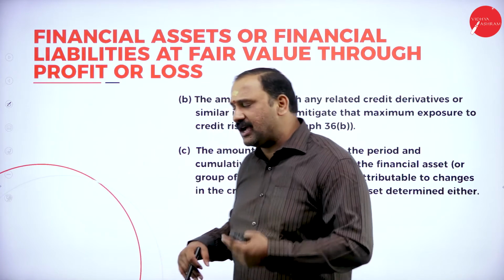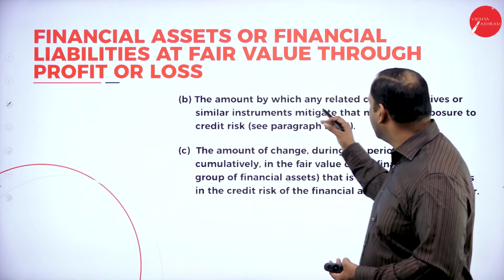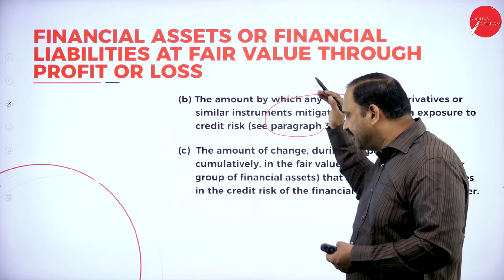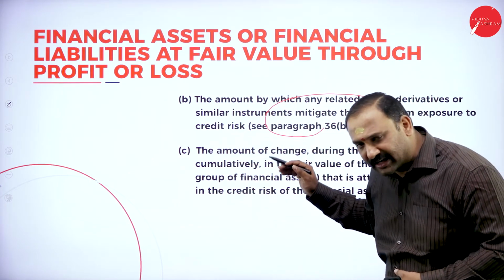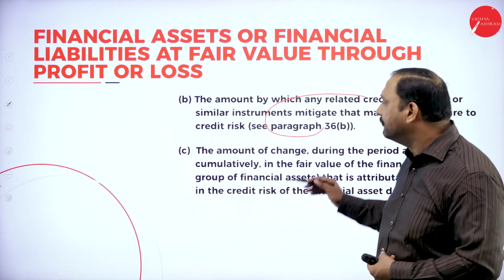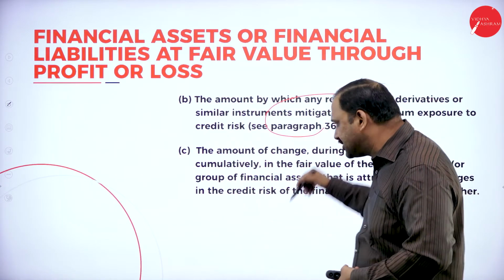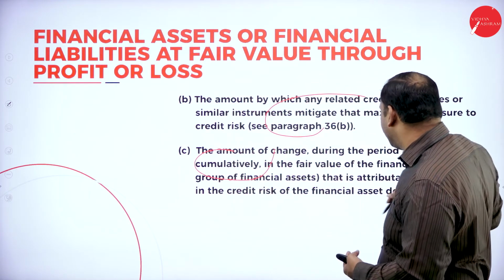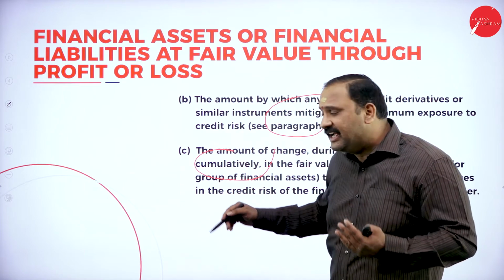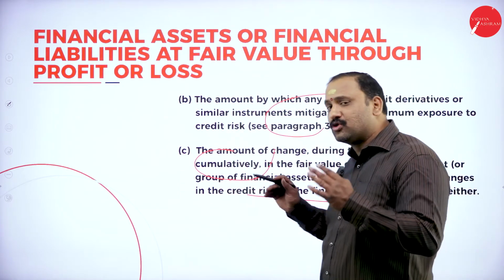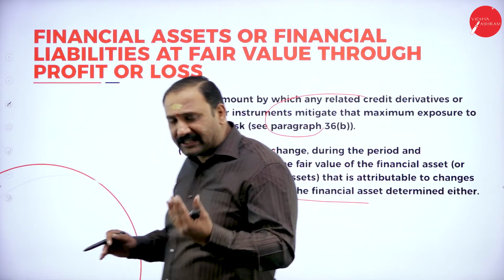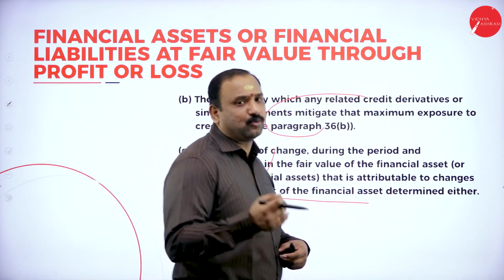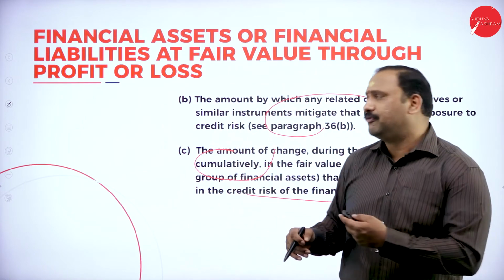Now, the other thing that we are talking about is the amount by which the related credit derivative instruments, if there are any, are going to be recognized. They are going to be clearly told here, followed by the amount of change during that period in a cumulative manner, so that the change in the financial asset that is attributable to credit risk is also determined. So on a cumulative basis also, the financial reporting is going to be done, which will tell you at what levels and what standards they have been following.